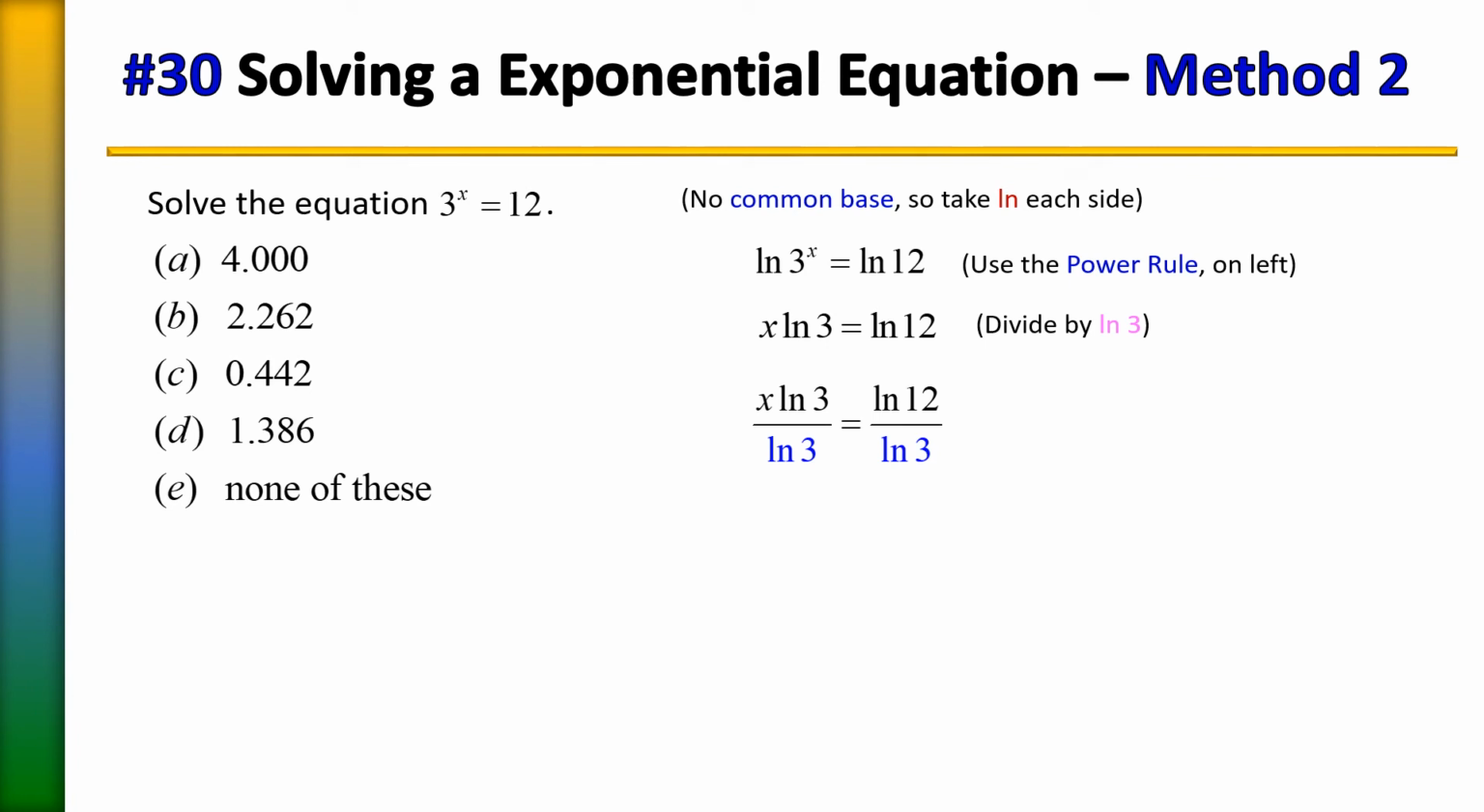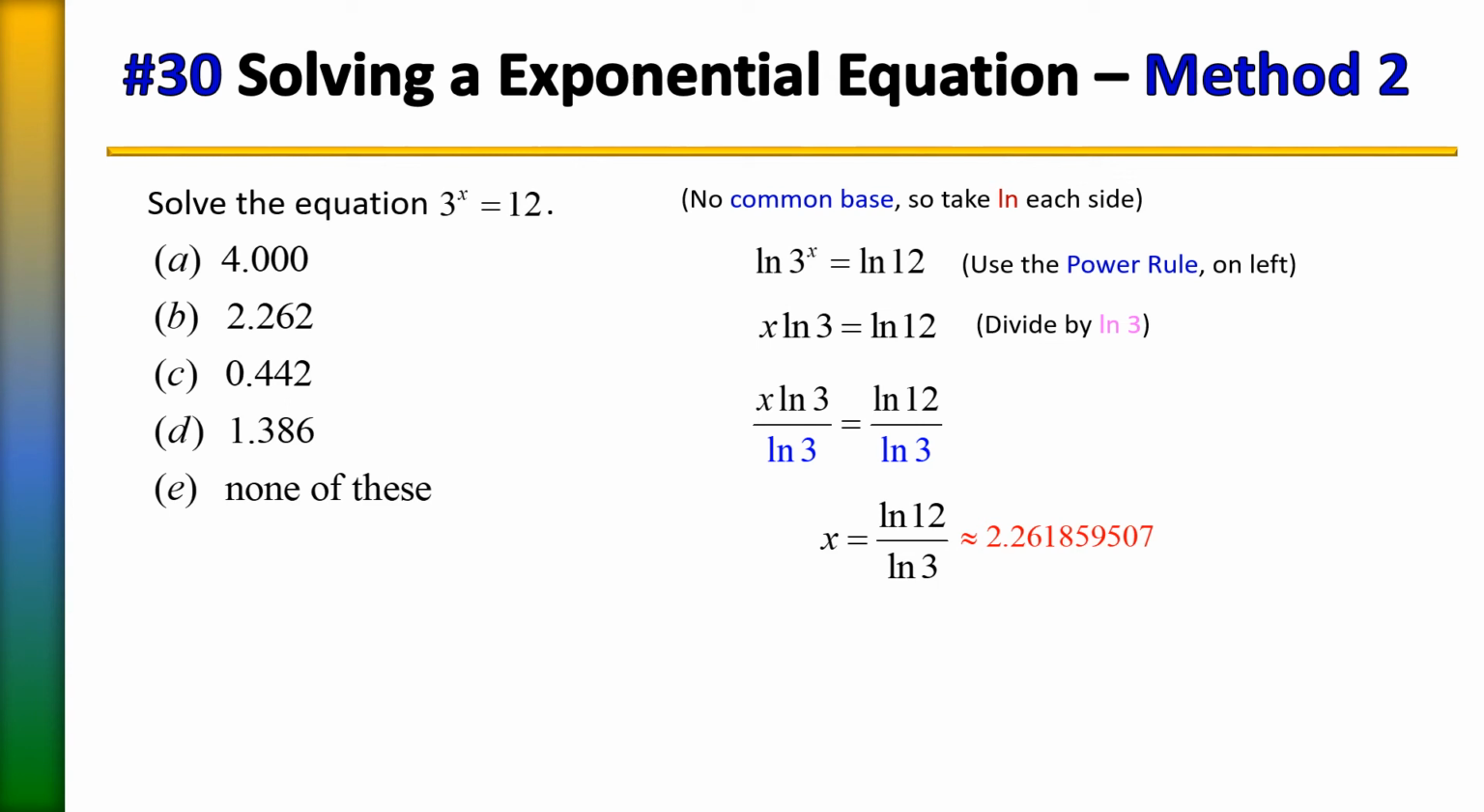So what you're going to have then is x equals the natural log of 12 over the natural log of 3. Now you're ready to get your scientific or graphing calculator out. Find the ln key and type in the natural log of 12 divided by the natural log of 3. Enter. It's going to give you an approximation.